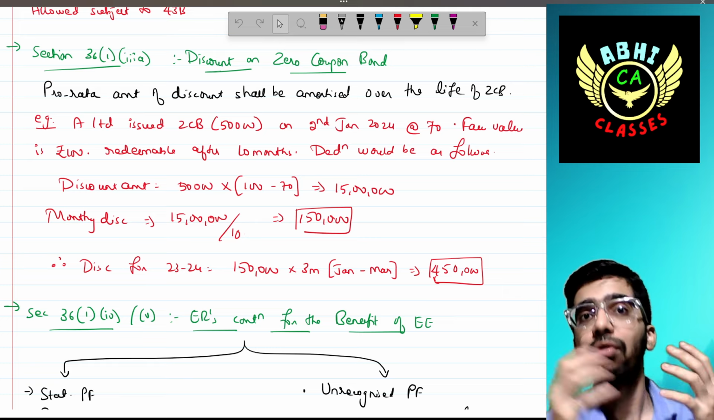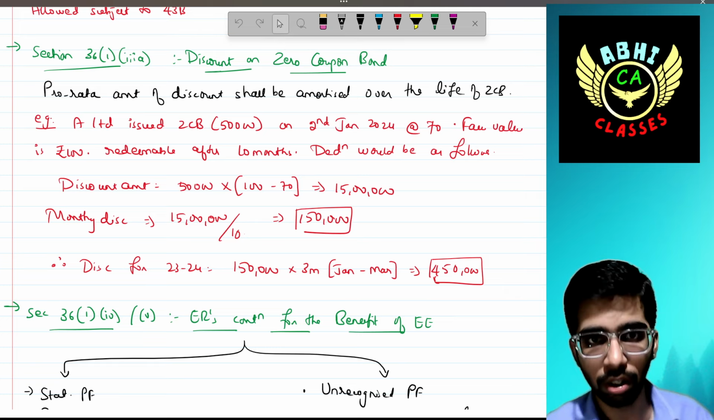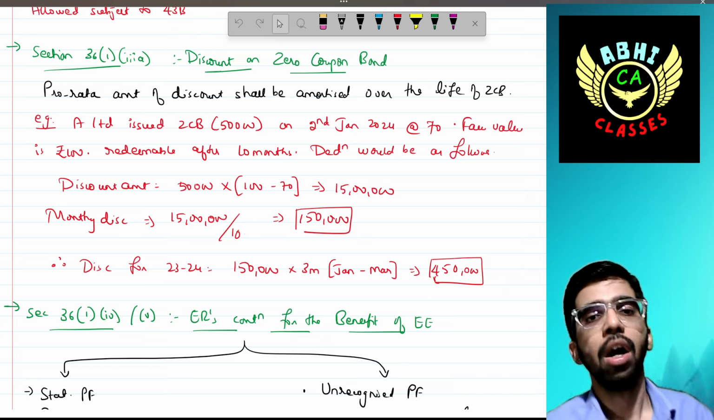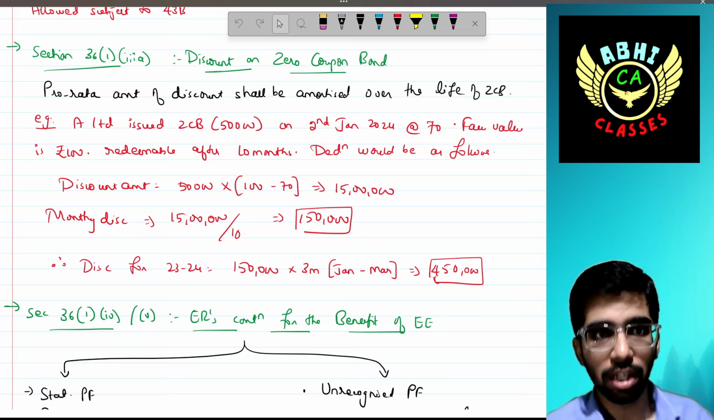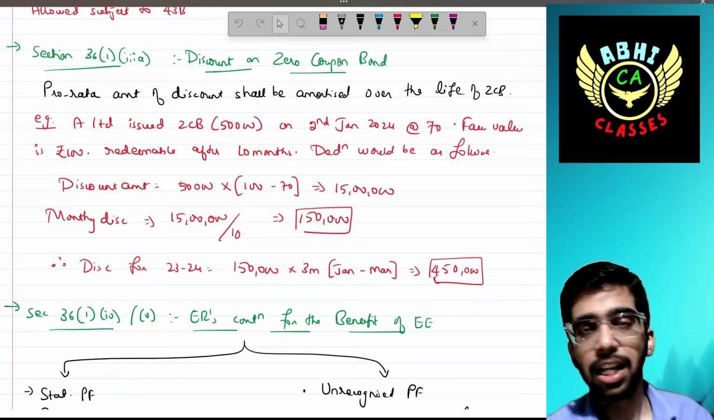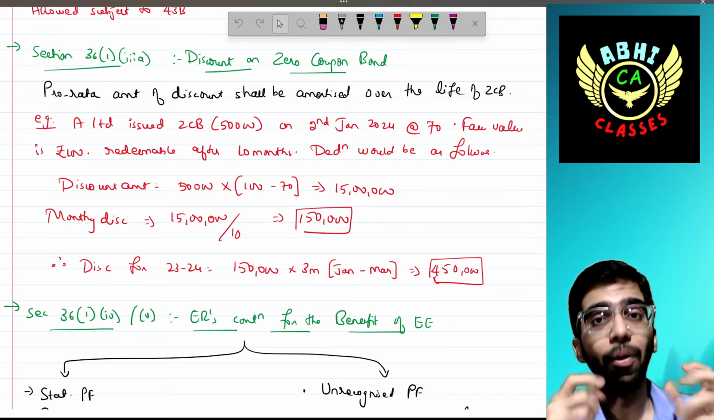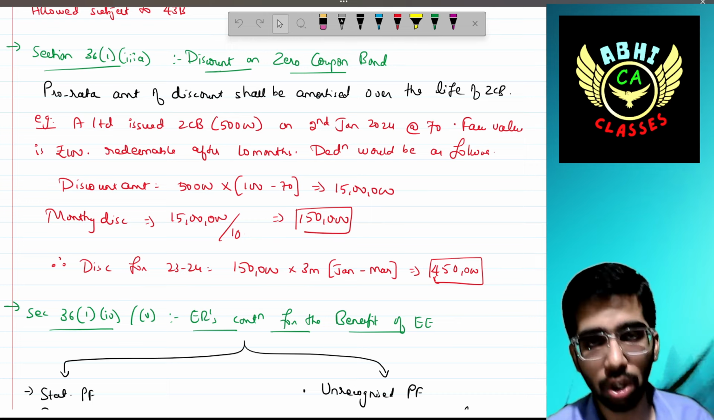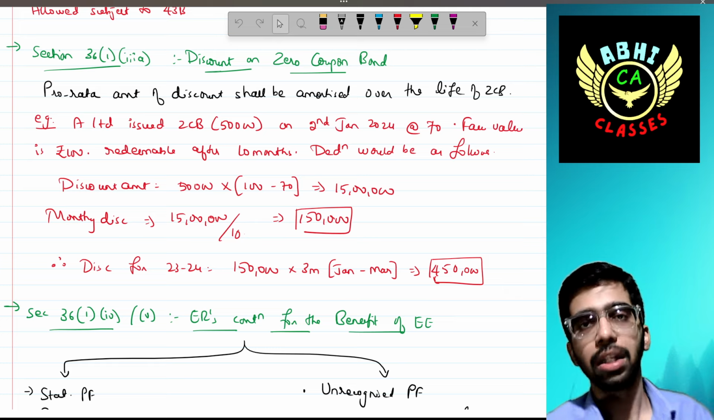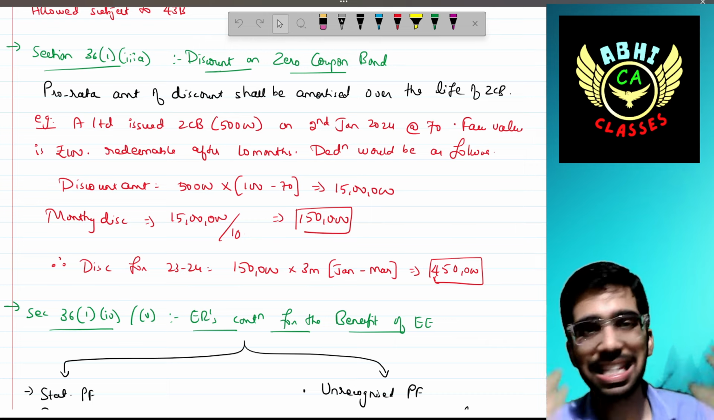But here in this example, 50,000 zero coupon bonds have been issued, and they are redeemable after 10 months. 10 months means, let's say, 31st October 2024. And the deductions would be as follows. The pre-discount amount would be 50,000 into 30, that is 15 lakh. It is a discount amount spread over the 10 months. How much would be the monthly discount if you divide the 15 lakh among 10 months? Then you will get 1,50,000 per month as deduction of the discount amount.